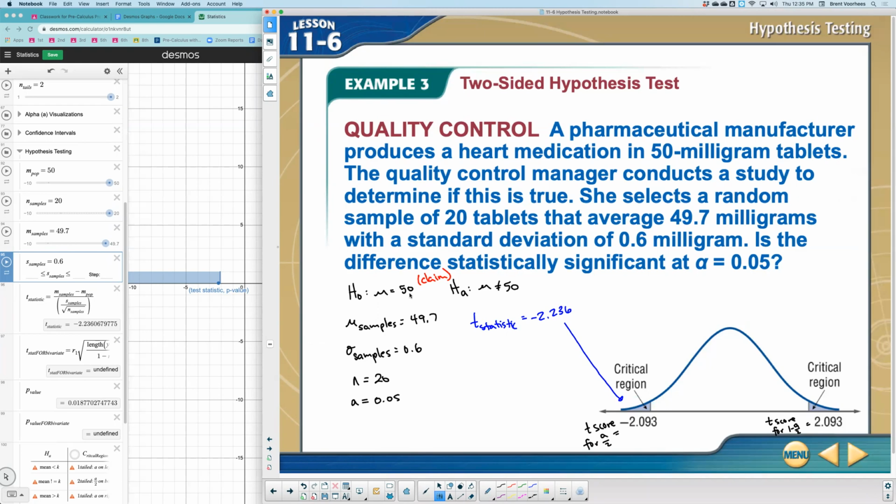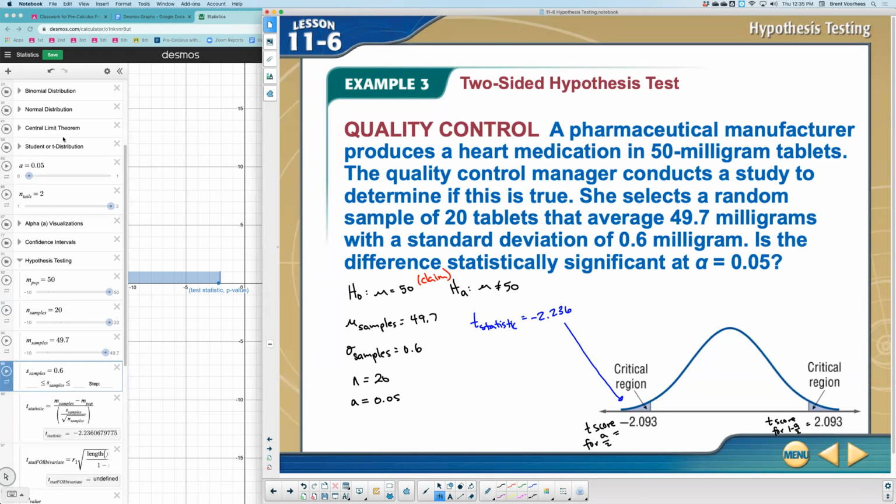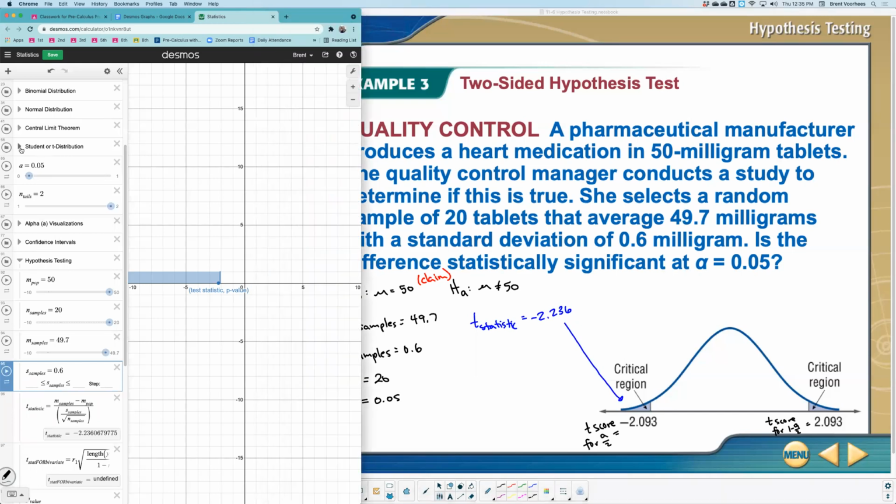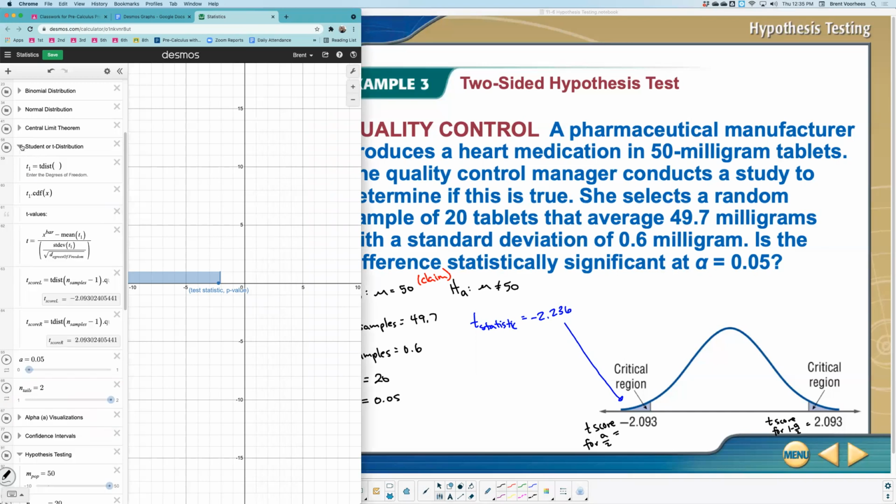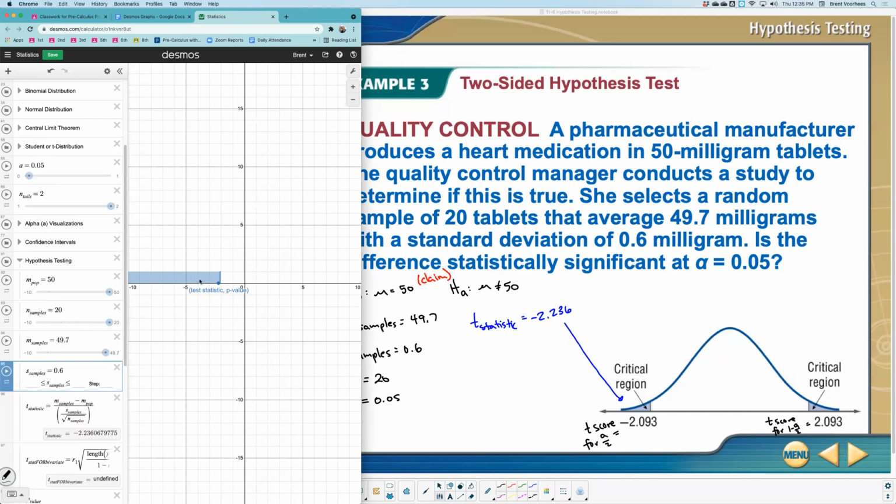And so the numbers you heard me quote earlier, what's happening is if I went over to the student or t distribution, what we're seeing here is that a value will be calculated. I don't want to go all into this, but it's that negative 2.093. You see it there, and 2.093 right here. That's where those values are. It's going off of this alpha divided by 2. And so that's the math that's occurring in your calculator. You can see this area shaded.